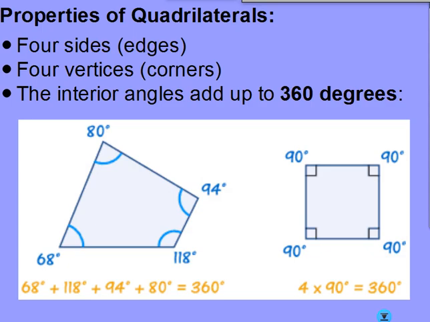Properties of quadrilaterals. First, they must have four sides, called edges. They must have four vertices, which are corners, and the interior angles must add up to 360 degrees. Notice the two examples in the picture below.